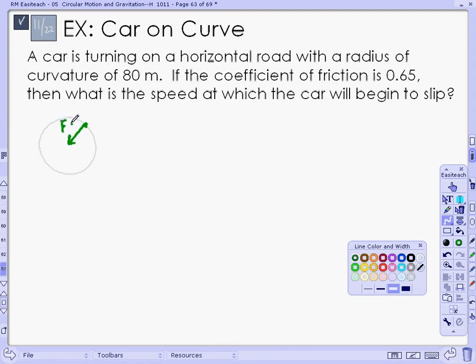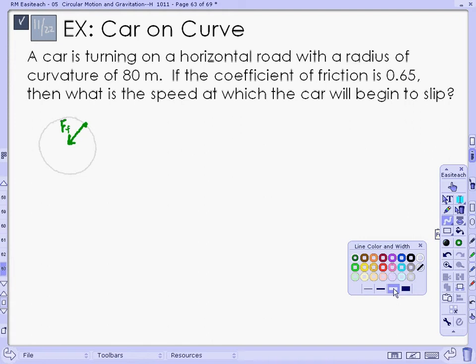center. That says F sub F. There's a frictional force that's acting toward the center, because as with all of these problems, there's a centripetal force and something must provide the centripetal force. In this case, it's the friction providing the centripetal force.